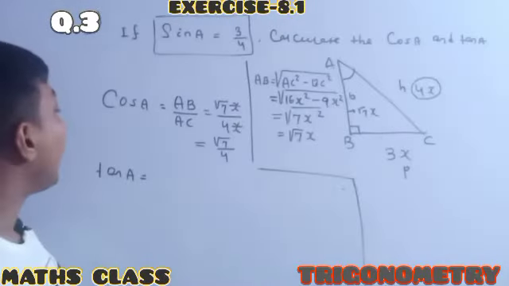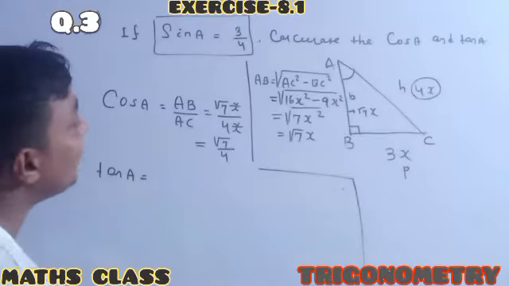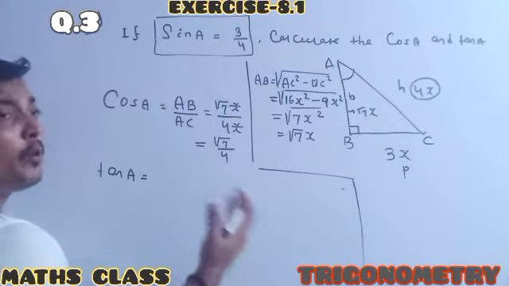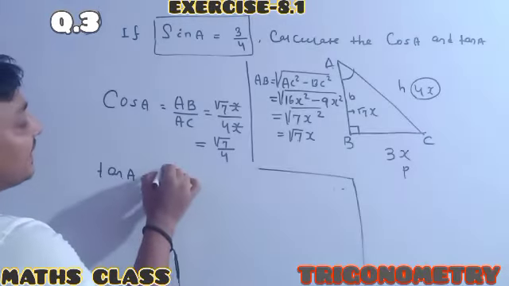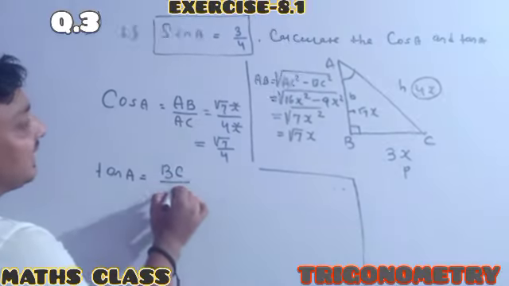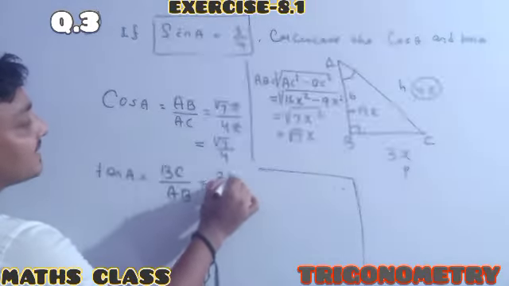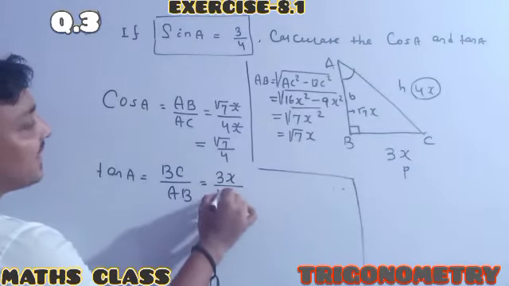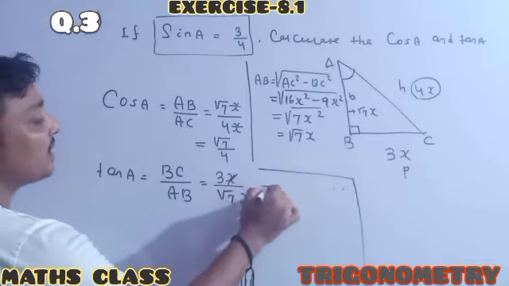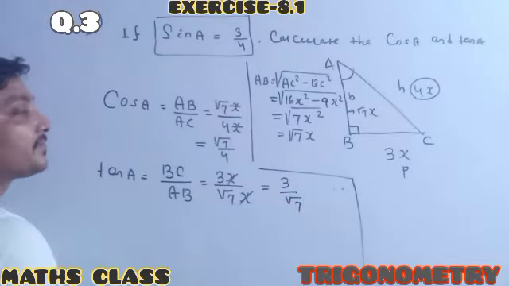See, next one it is asked that you have to find out tan A. And the tan A formula everyone knows. Tan A is P divided by B, otherwise opposite side divided by adjacent side. Here I am writing opposite side is our BC, and adjacent side is our AB. BC is our 3x and adjacent is root over of 7x. X cancelled, which gives us 3 divided by root over of 7.